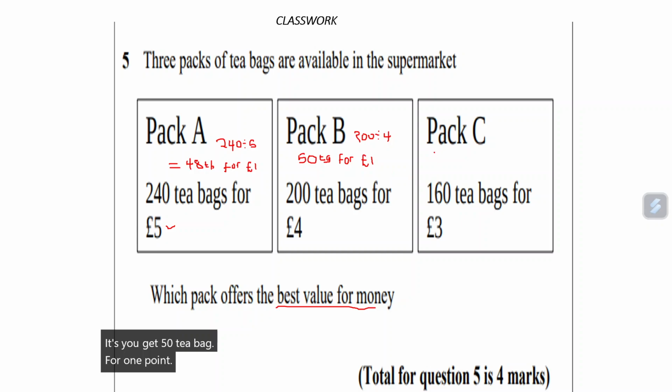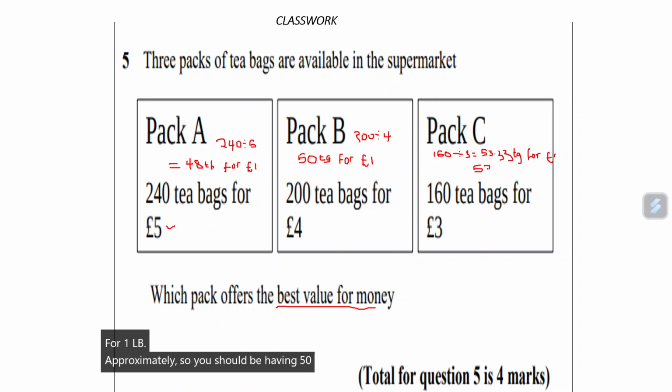Then this together will be 160 divided by 3. So once you divide 160 by 3, you should be having 53.33 tea bags for 1 pound. Approximately, so you should be having 53 tea bags for 1 pound.